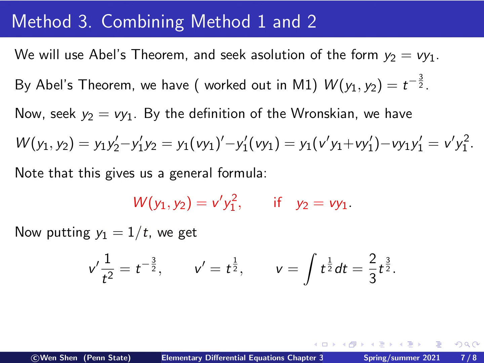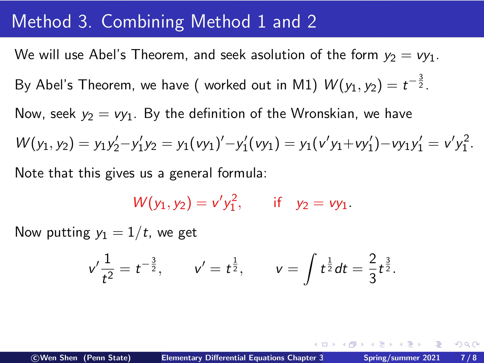Okay, so we know now y1 is 1 over t, and I can put that in. That's 1 over t, and then the Wronskian is v prime times 1 over t squared, and that shall equal to this number here, which we computed from Abel's theorem. So we immediately get an equation for v prime. Okay, and moving the t squared term over, we get v prime is t to the half, and then we can obtain v by just integrating that, which gives me this function.